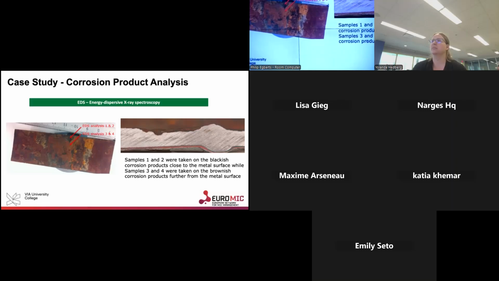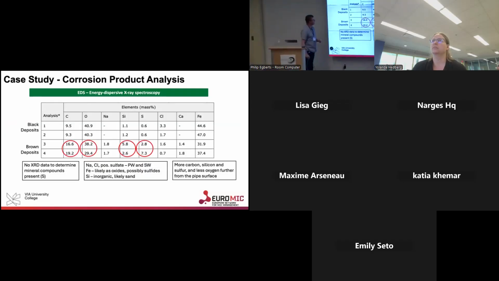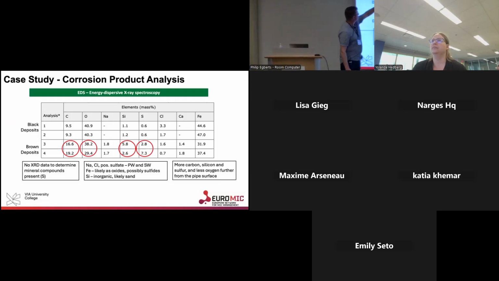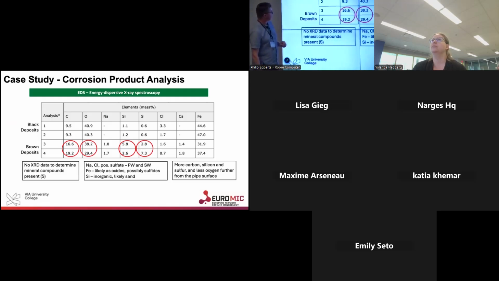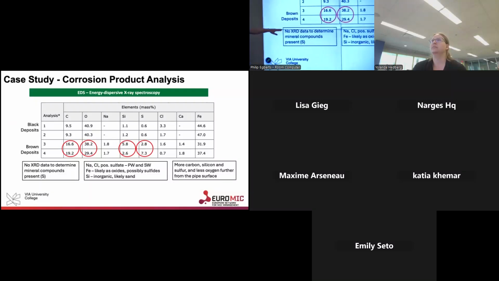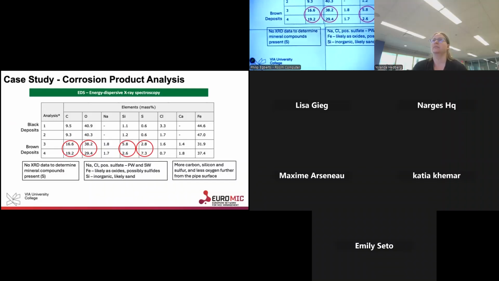And these are the analyses. 1 and 2 are the black, 3 and 4 are the brownish. So we don't have any XRD data to determine the mineral composition. So that's another area where they could have increased the value of the analyses.